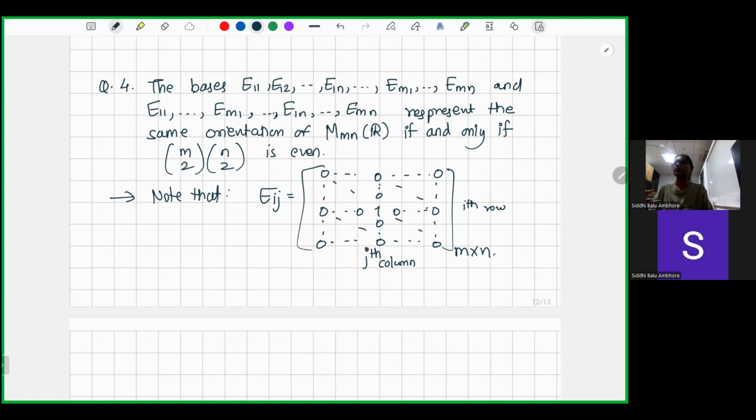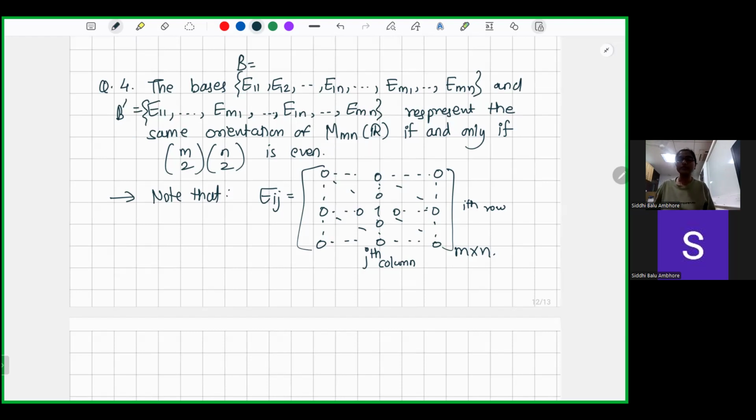If it has positive determinant, we say that they belong to the same orientation. They have the same orientation. And if the determinant is negative, we say that they have different orientation. So now we have these two bases. If we call this beta and this beta dash, we have to check whether they have the same orientation or not. We do not have to check that.